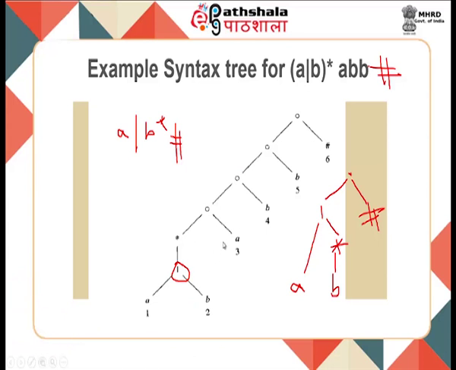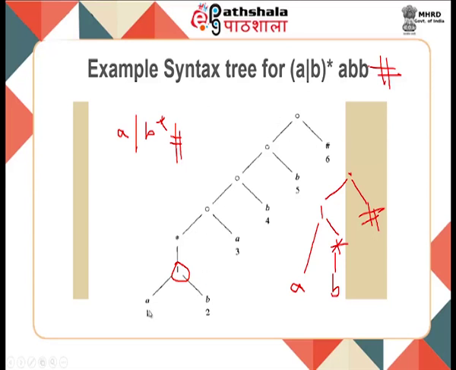After constructing the syntax tree, now we have to find out the functions nullable, first position, last position and follow position. The first thing is to find out the nullable nodes. Now, for every node we have to compute all these functions: nullable, first position and follow position, and of course last position. After that, we label this tree still further with all these function values, and then we are going to use that for determining your DFA.